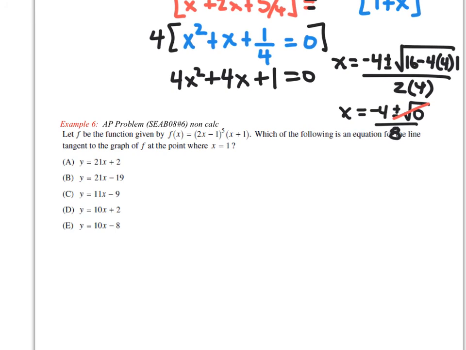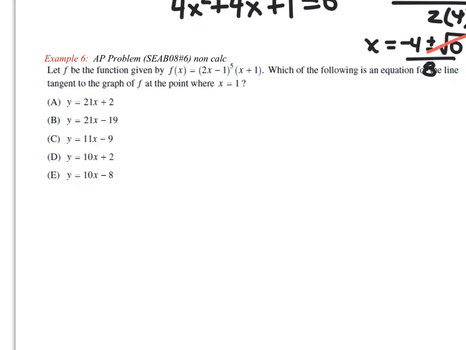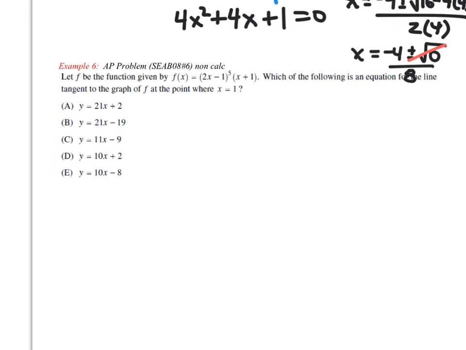Okay, I think this is our last example of the day, or of this lesson. Let f be the function given by this. Which of the following is an equation for the line tangent to the graph where x equals 1? So I want to know what f prime of 1 is. That'll be the slope of the tangent line. And then I need to know what f of 1 is. And what that'll give me is a point that I can then use.